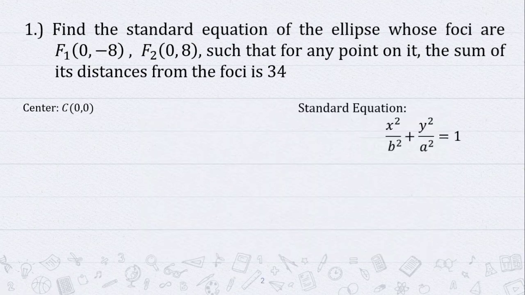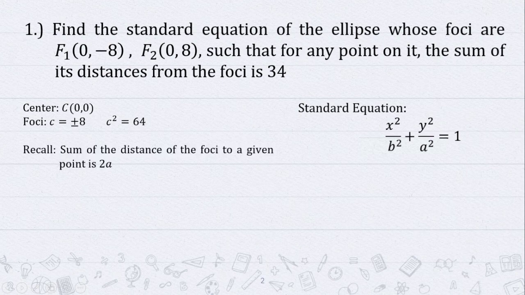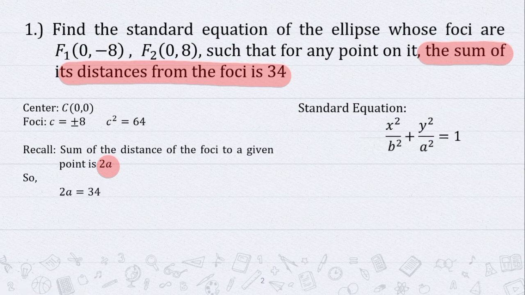Recall that our foci is c units away from the center. Therefore, our c here is 8, which means our c squared is equal to 64. Also recall that the sum of the distances of the foci to a given point is 2a. Going back to our given, it states here that the sum of its distances from the foci is 34. Therefore, 2a is equal to 34.